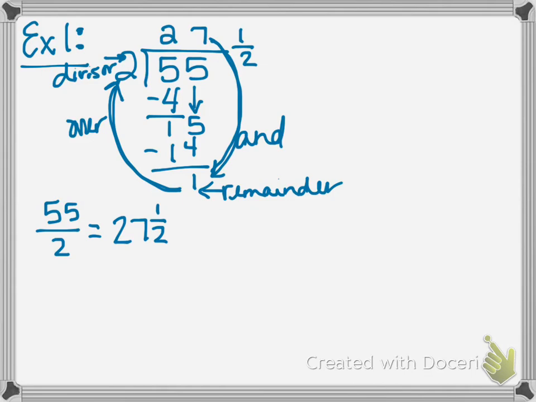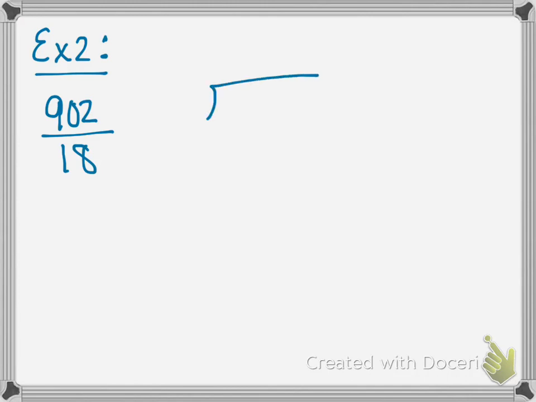So let's try another. What if I asked you, what is, we're going to write it as a fraction, 902 over 18. Well, how do we write this with a house? Cowboy rides on top of the horse. The cowboy goes inside and the horse stays out. So the 902 is going to go inside and the 18 is going to go outside. Now be careful. 18 does not go into 9. So you can put an X or you can put a 0, whichever you were taught.